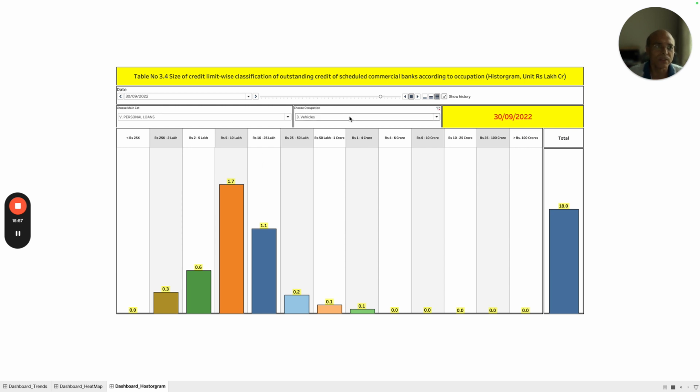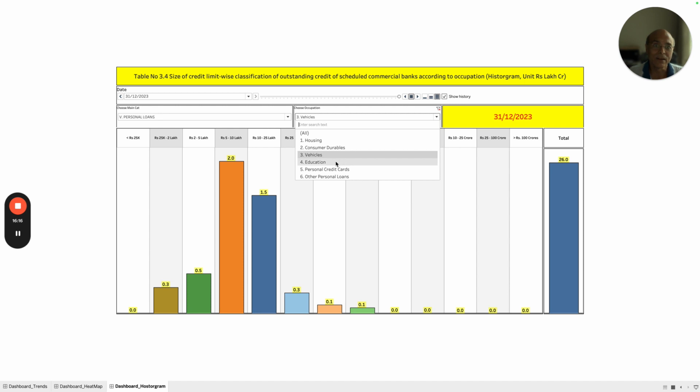So the nutshell, the story is that the vehicle part of the personal loan has become pretty important, and now if you add this, it is 3 lakh crore out of the 26 lakh crores within the bracket of 5 to 25 lakhs as far as vehicle is concerned.